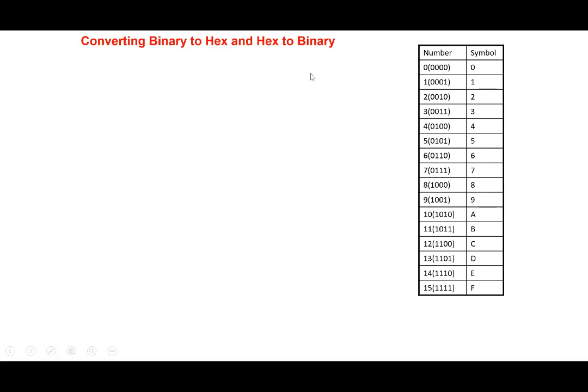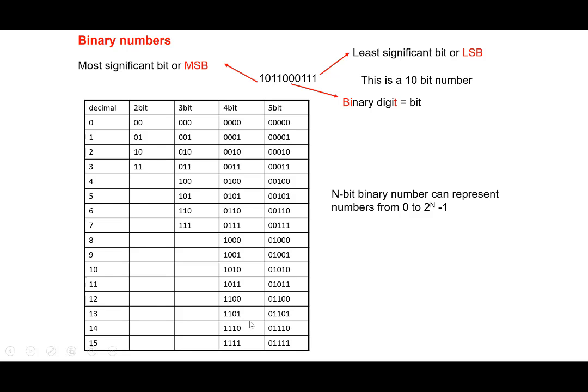Now, converting binary to hex and hex to binary. All right, so note that even for a number like 15, we need to represent it by a fairly large number of bits, like 0, 1, 1, 1, 1. So imagine if you have to represent, let's say, 950. You'll require lots of bits to represent it, and so writing that large binary number can become cumbersome.